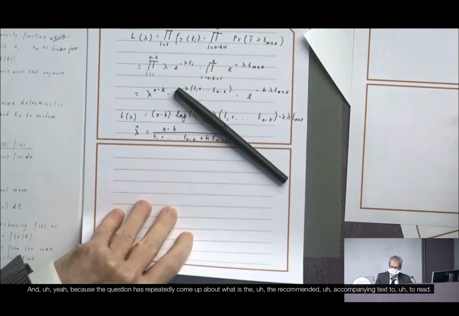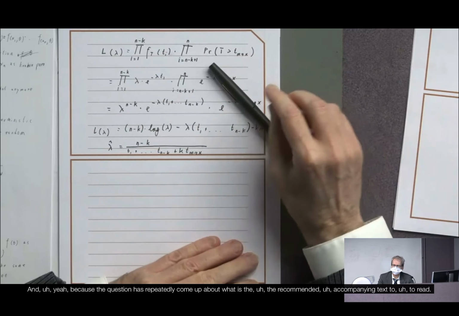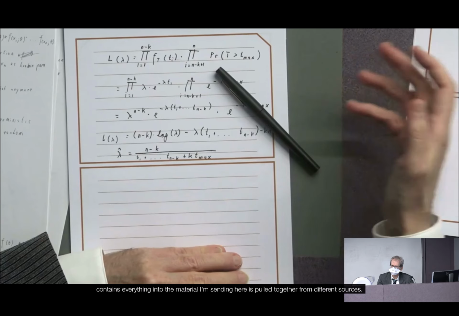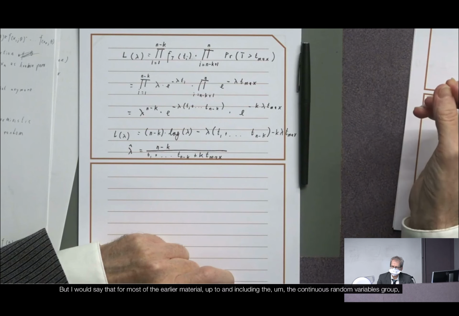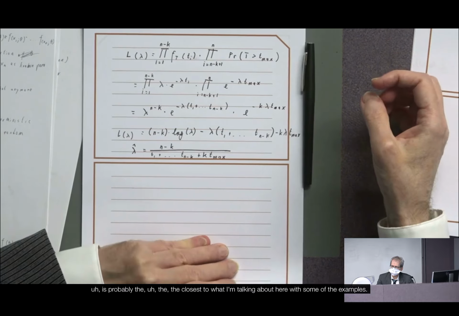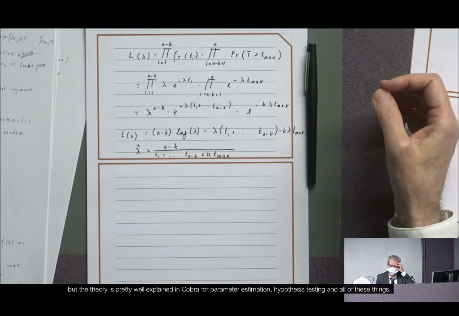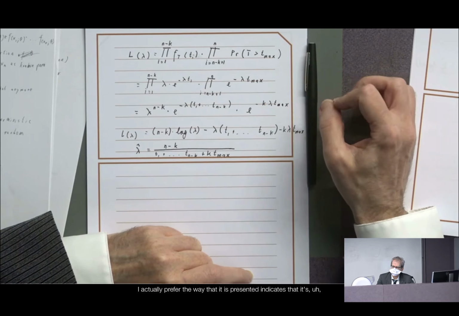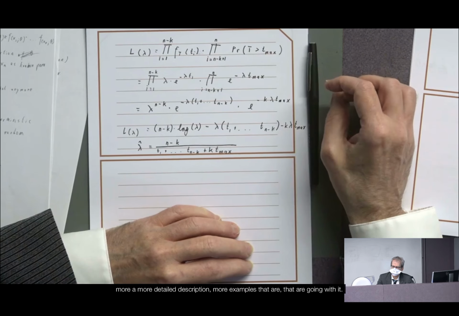Okay, let's resume. Because the question has repeatedly come up about what is the recommended accompanying text to read: I think I mentioned a couple of times there is not a single book where I would say this contains everything, and the material I'm presenting here is pulled together from different sources. But for most of the earlier material, up to and including the continuous random variables, Gubner is probably the closest to what I'm talking about here, or you can also look at Yates, which, as I mentioned, gives a lot of nice examples as well, but the theory is pretty well explained in Gubner. For parameter estimation, hypothesis testing, and all of these things, I actually prefer the way that it is presented in Yates, with a more detailed description and more examples.